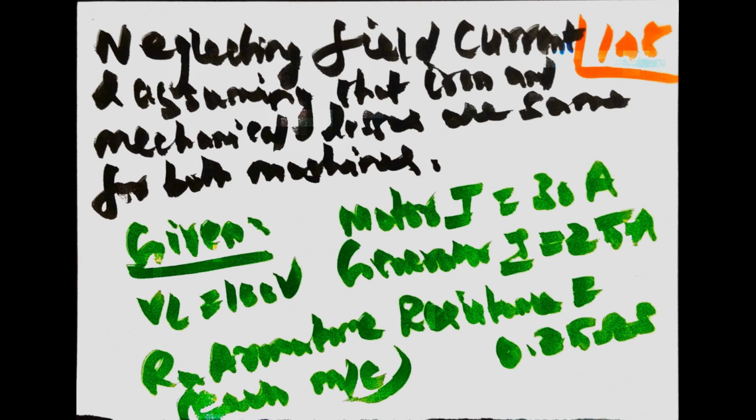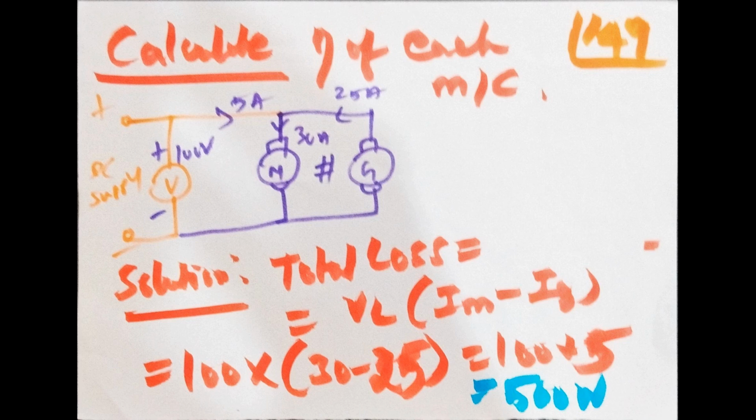Given values: VL is 100 volt, armature resistance of each machine is 0.25 ohms, motor current IM is 30 ampere, generator current IG is 25 ampere. Calculate the efficiency of each machine. In the circuit diagram, motor and generator are in parallel, coupled and electrically connected under a DC voltage supply: 5 ampere from the supply, 30 ampere and 25 ampere, where 25 ampere is the generator current and 30 ampere is the motor current.